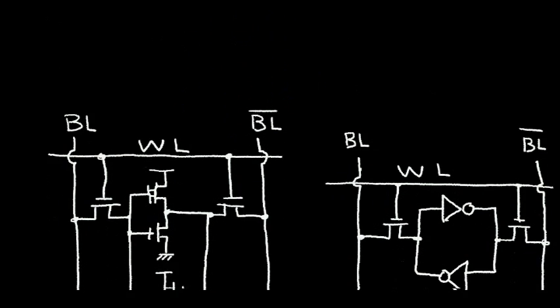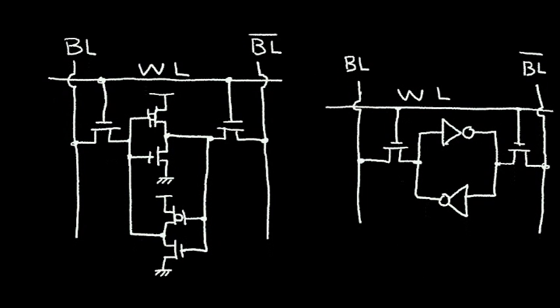Today, I want to present the RAM cell. RAM stands for Random Access Memory. That just means that you can go to any location in the memory and grab your data. You don't have to go in a particular sequence. So let's take a look at the basic 6-transistor static RAM cell.